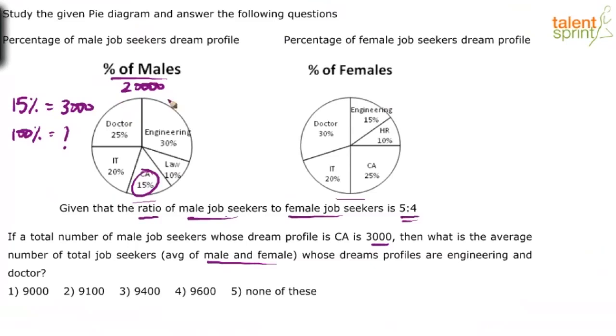Right? Now if the total number of males is 20,000, what will be the total number of females? Remember the ratio was 5:4. So if this is 5 parts, what will be 4 parts? 16,000. So this will be equal to 16,000.